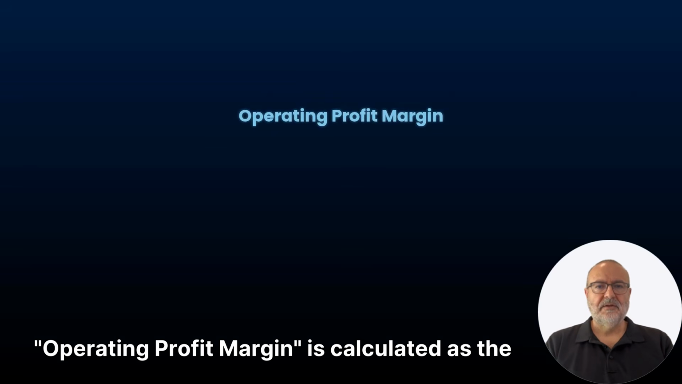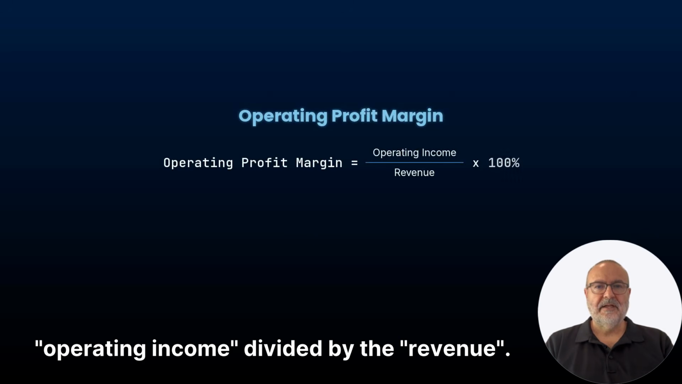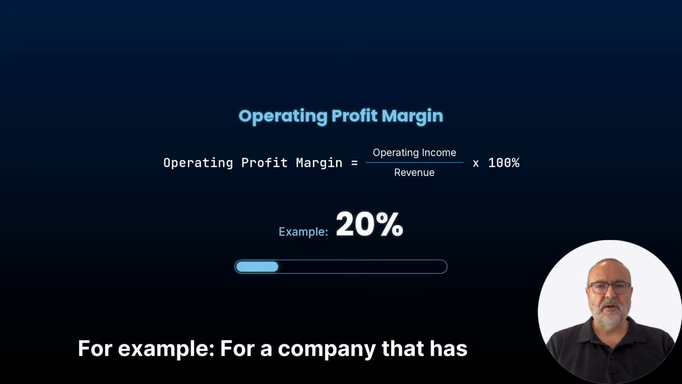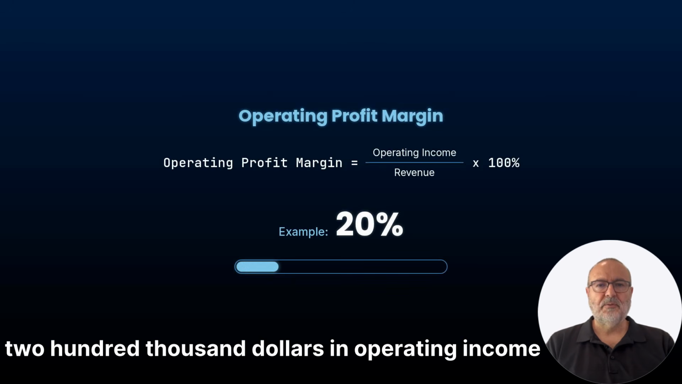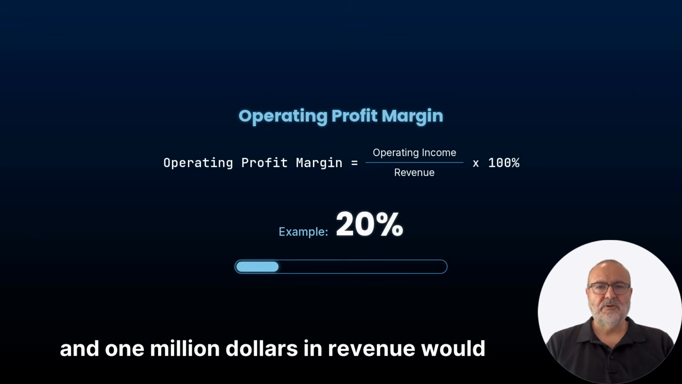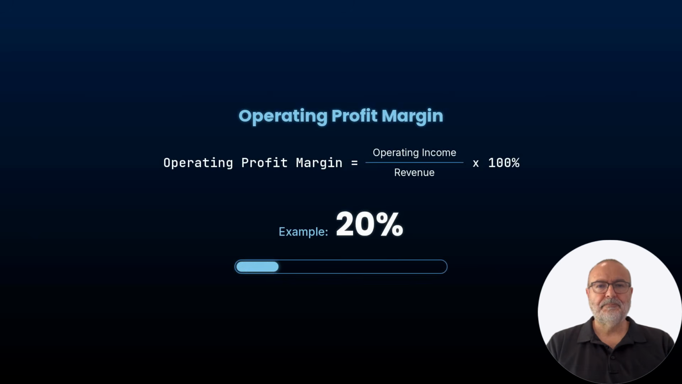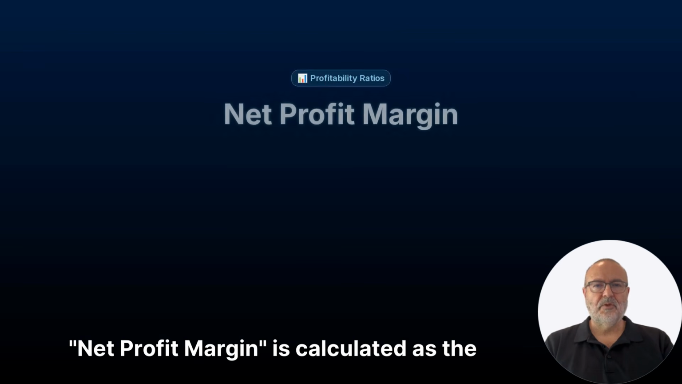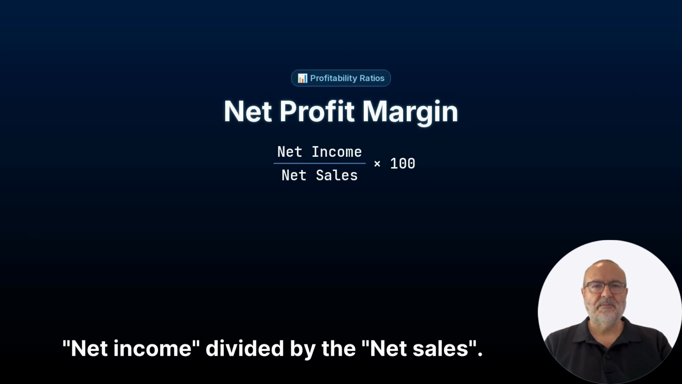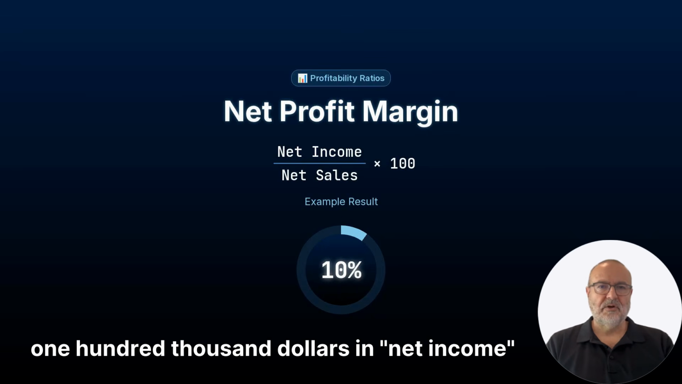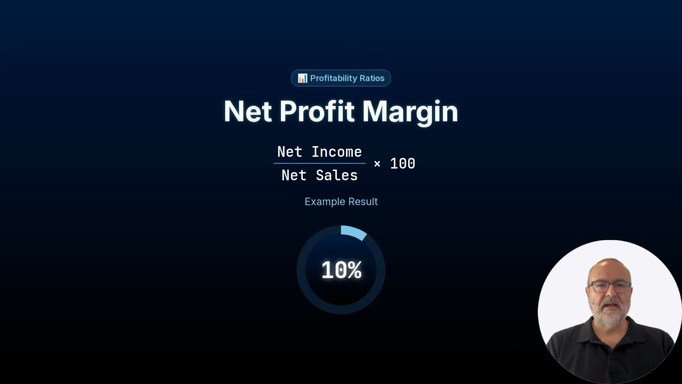Operating profit margin is calculated as the operating income divided by the revenue. For example, for a company that has $200,000 in operating income and $1 million in revenue, the operating profit margin would be 20%. Net profit margin is calculated as the net income divided by the net sales. For example, for a company that has $100,000 in net income and $1 million in net sales, the net profit margin would be 10%.